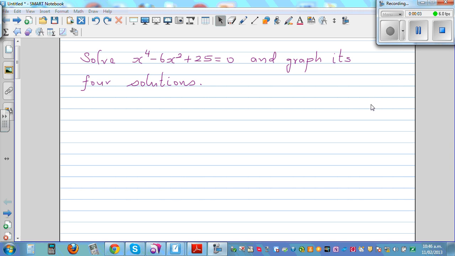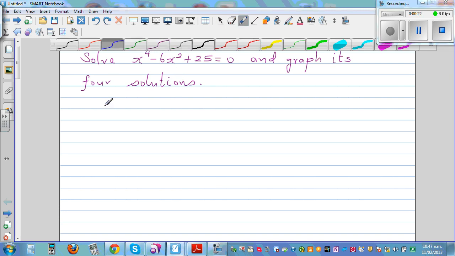Solve x raised to 4 minus 6x squared plus 25 and graph its four solutions. Okay, so first, this is a fourth degree polynomial, and you should know, as it's a fourth degree, there should be four solutions or four roots. So let's write the equation again.